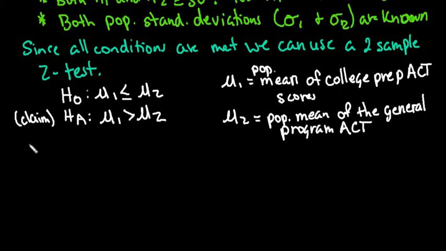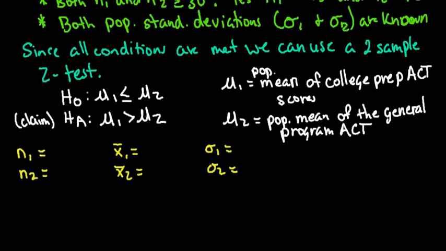All right, so let's write down all of our important information that we need for our formula. So the important information that we need is the size of our samples, the sample mean for each group, and the population standard deviation for each group. And all of this can be found above.